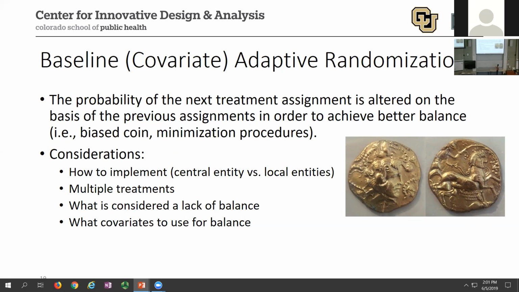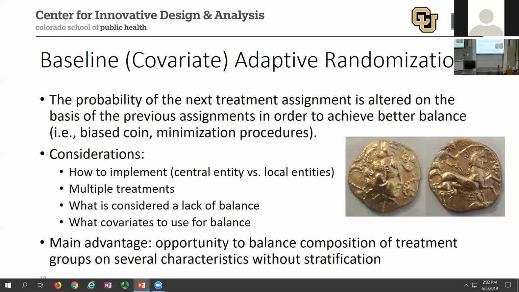Part of the challenge here is that there are multiple approaches for these minimization procedures that use different definitions that might vary in appropriateness for your specific context. There's also the big question of what covariates I want or feel I need to use to maintain balance. Because if we just start to throw everything into the design, we might not be balancing over meaningful covariates in the first place. So it's something we need to thoughtfully consider before implementing this type of randomization. The big advantage of this approach, though, is that we can balance the overall composition with respect to our variables of interest without having to do a whole bunch of stratification of our randomization schedules and schemes.